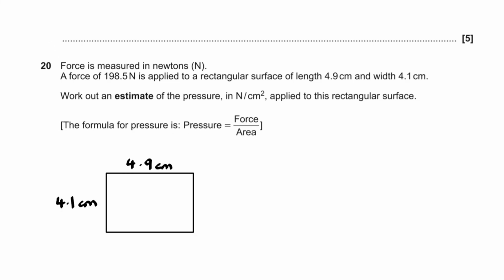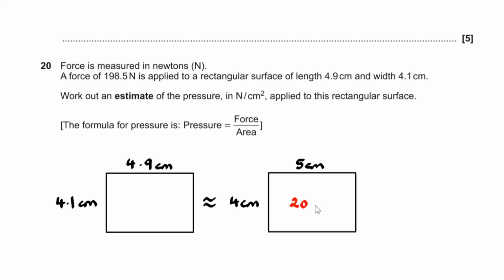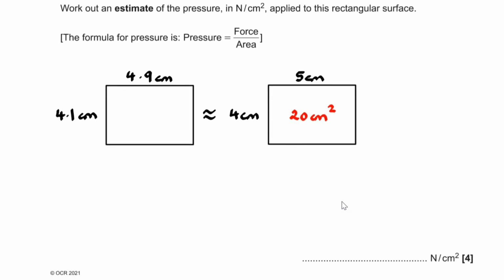So we've got our rectangle, and this rectangle is approximately the same as this rectangle here. We round down the 4.1 centimeters to 4 centimeters. We round up the 4.9 centimeters to 5 centimeters. So the approximate area is 4 centimeters times 5 centimeters, which is 20 centimeters squared.